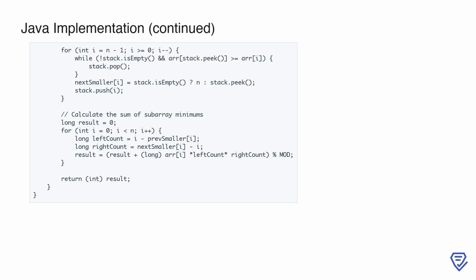With both prev smaller and next smaller arrays prepared, we now calculate the sum of subarray minimums. For each element in the array, we compute two counts, left count, representing the number of subarrays ending at the current index, and right count, representing the number of subarrays starting at the current index. These are derived using the distances to the previous and next smaller elements. The contribution of each element to the result is its value multiplied by these counts, and we accumulate this contribution into result, taking modulo mod to handle large values. Finally, we return the result as an integer.